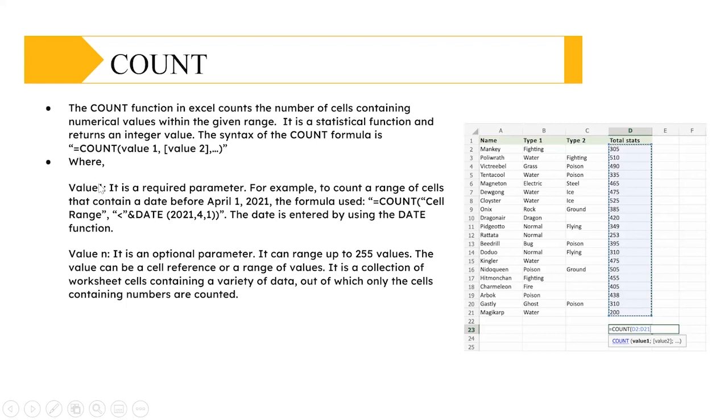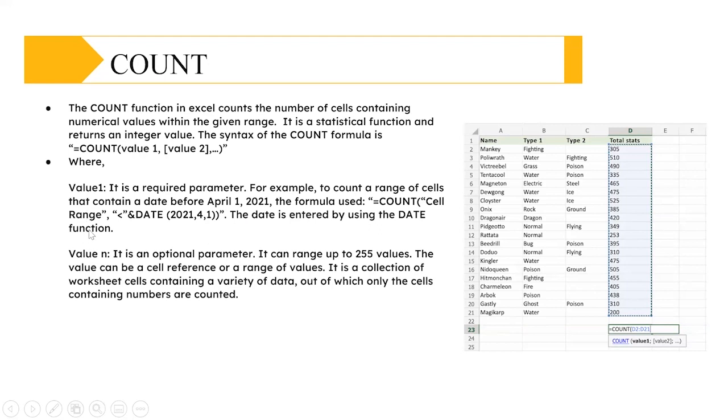Where value 1 is a required parameter. For example, to count a range of cells that contain a date before April 1, 2021, the formula used is COUNT of cell range, which is less than DATE 2021-4-1, right? The date is entered by using the DATE function. And why use the DATE function? So that there is no issue with the format of the dates.